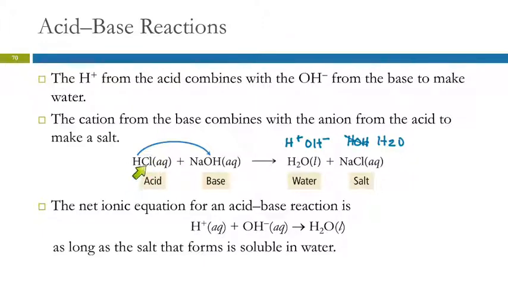What happens to the other ions, the chloride ion and the sodium ion? Well, we put those together to see if they like each other. Sodium chloride, and we think about the solubility rules, and that's soluble. So those are just hanging out in solution. The sodium ion and the chloride ion did not actually participate in the reaction. They were spectator ions. So if we take them out of the equation, we get a net ionic equation of H plus and OH minus forming water. And this is the net ionic equation for most acid-base reactions.